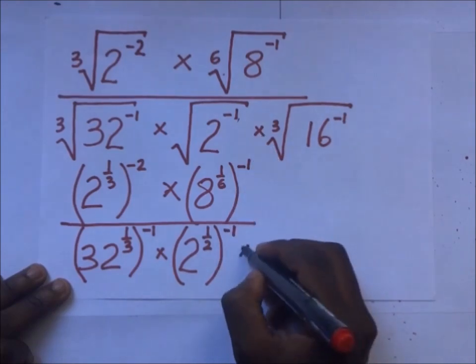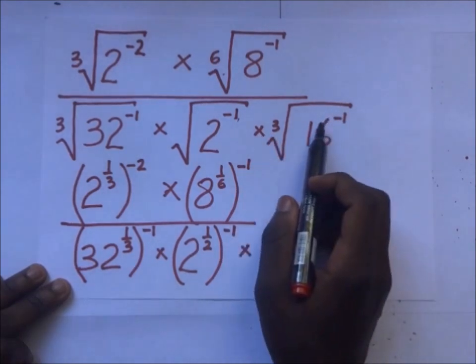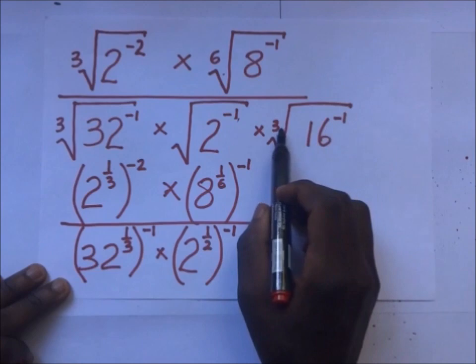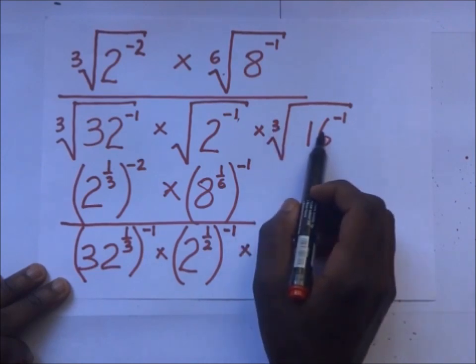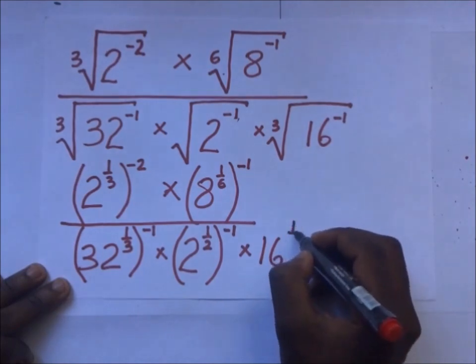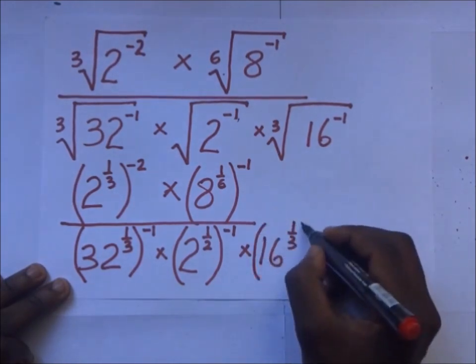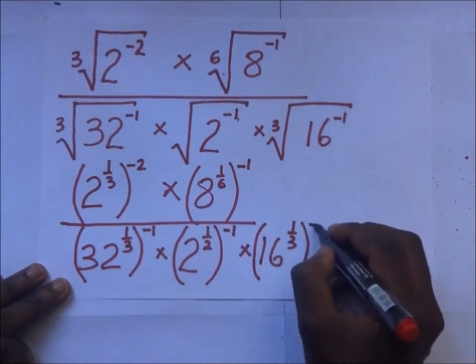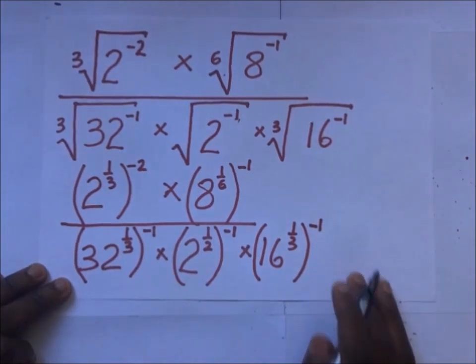Then multiply that by the third root of 16, which means it is 16 to the power 1 over 3. And all this multiplied by negative 1. Like that. So we proceed.